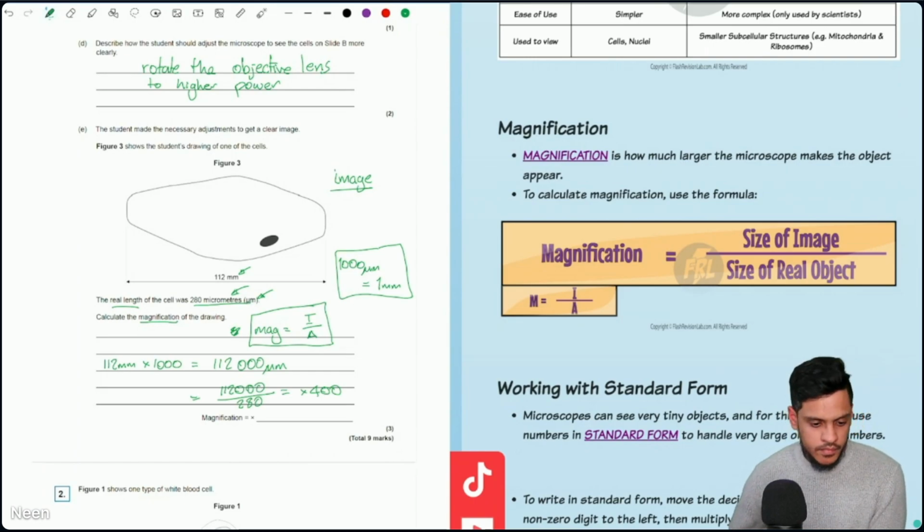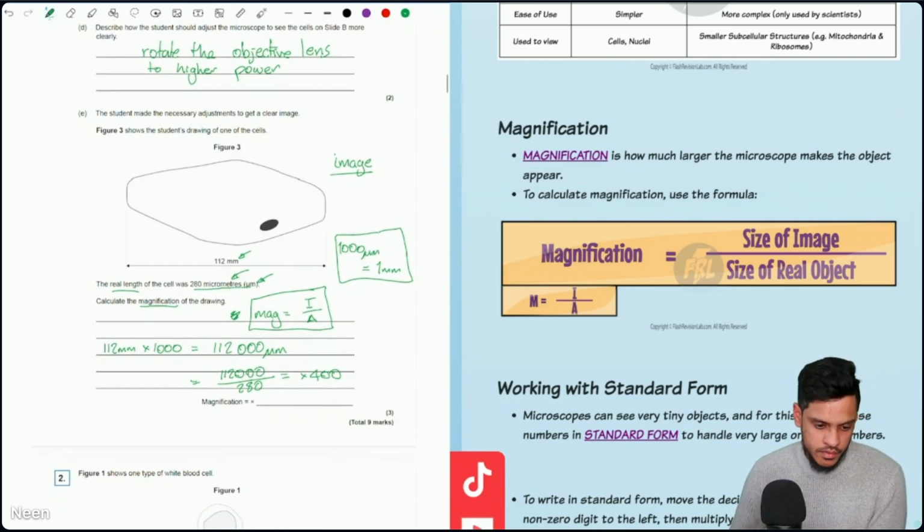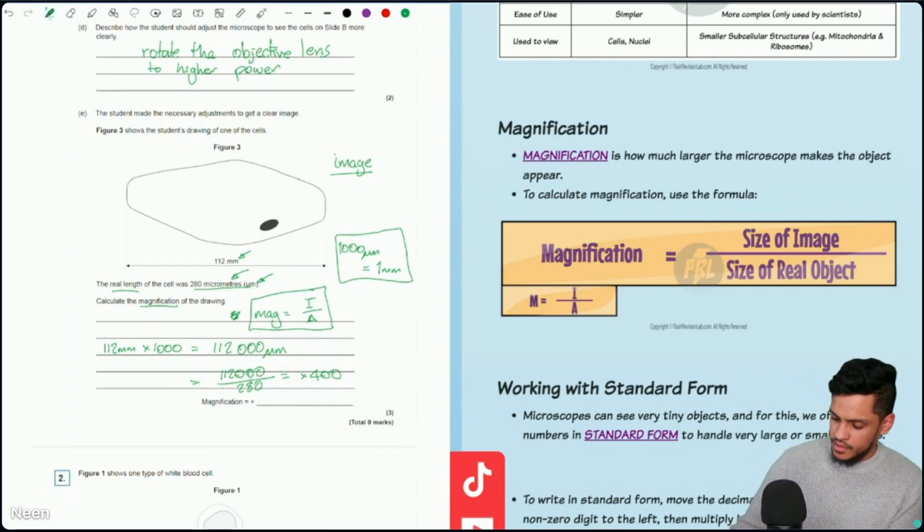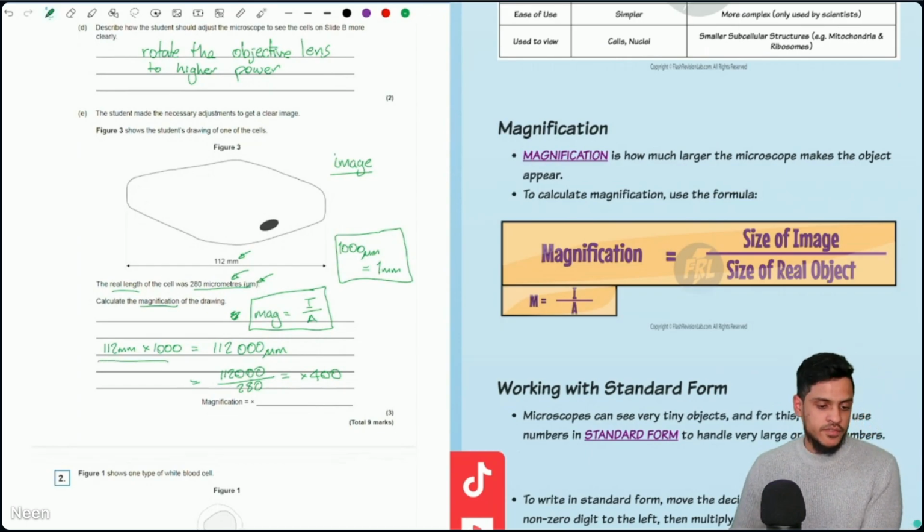Good. So I was just doing the conversion. Oh, okay, okay. Yeah, the conversion, you times it by 1,000. And then, yeah, the final answer is 400. So I hope that makes sense. Guys, remember, if something doesn't make sense, let me know. I can explain it again.